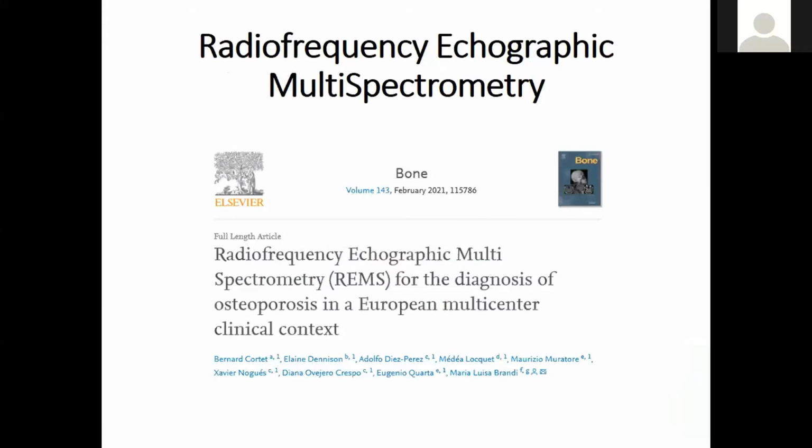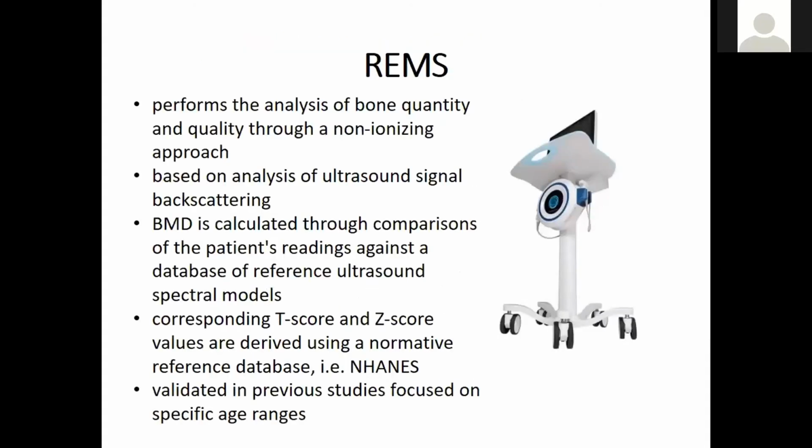So with all that in mind, I'm just going to say a few words about this study, which, as I've said, I was involved in Southampton. That is, I suppose, the next step in the R.E.M.S story. So this is a publication that came out just a few months ago in Bone that talks about the findings of a multi-centre European study that uses R.E.M.S.